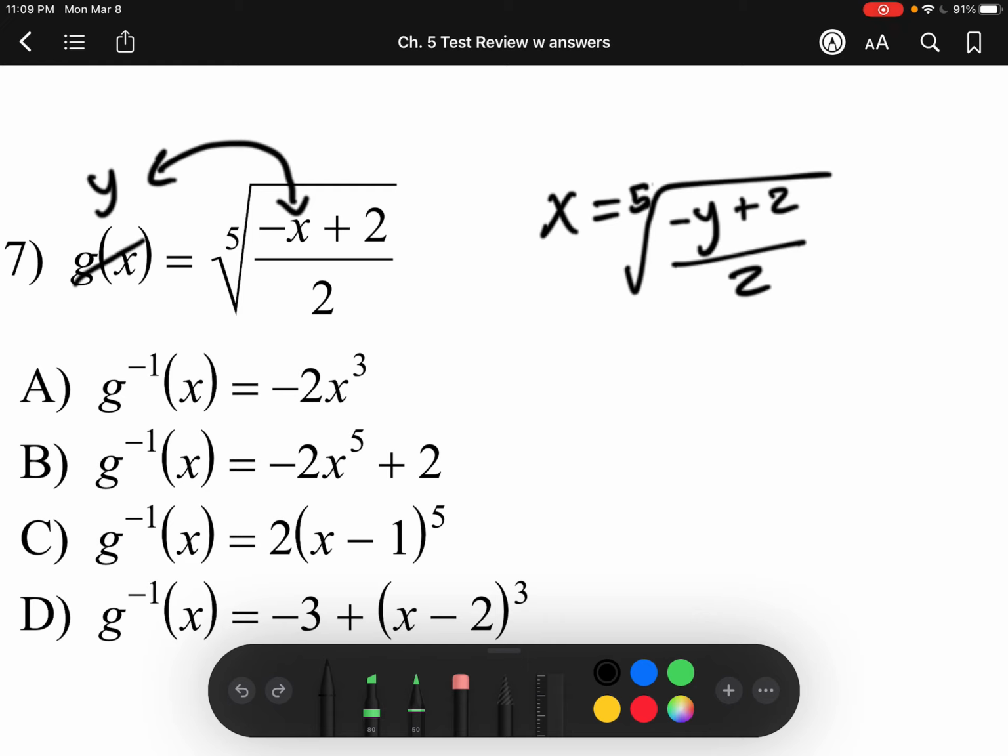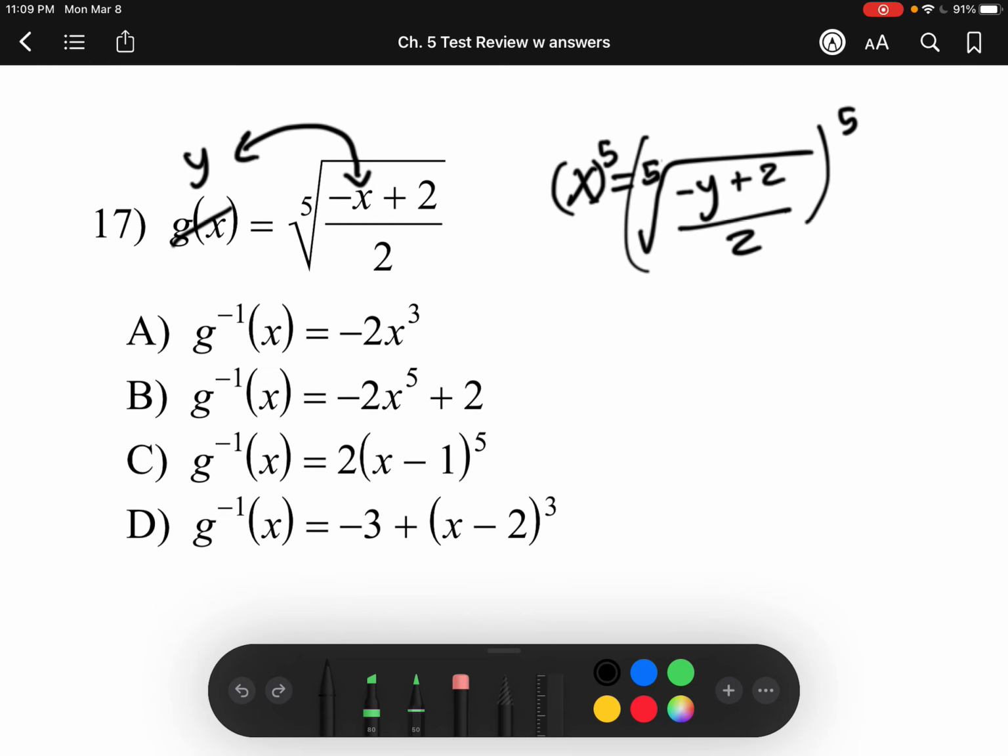And the way that we're going to get rid of the radical is we're going to raise both sides to the power of the index, right? So the index is 5. I'm raising both sides to the 5th power. And this gets rid of the radical, right? You should remember this from our radicals lesson on solving radical equations. When we were solving radical equations, we did something similar to this.